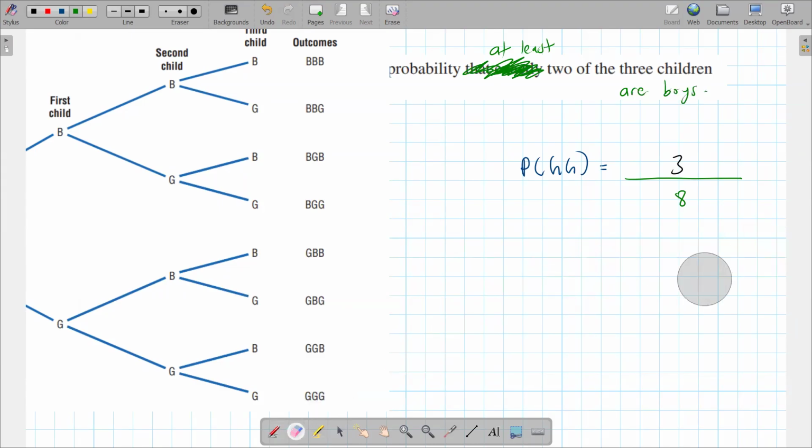Now we're not concerned with only two boys. We need a minimum of two boys. So that's the need, a minimum. More is fine, but less is not fine.